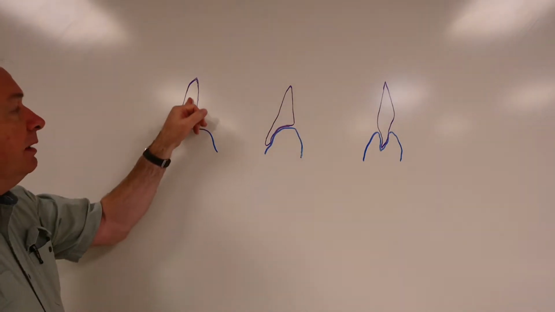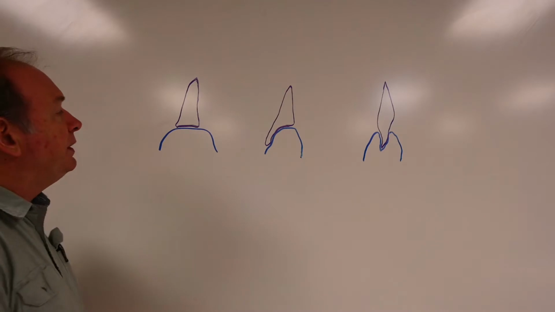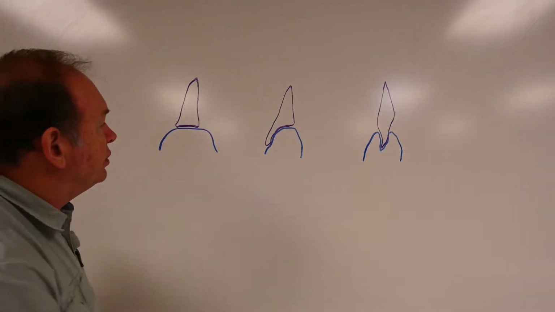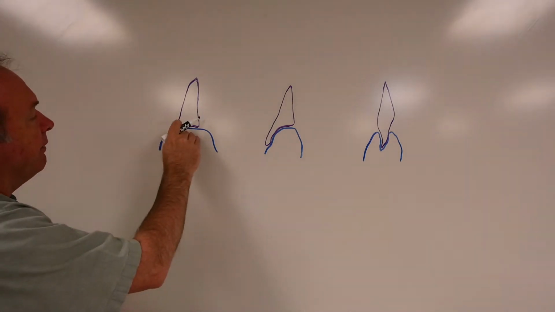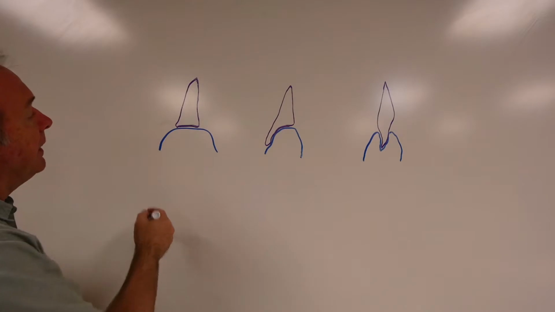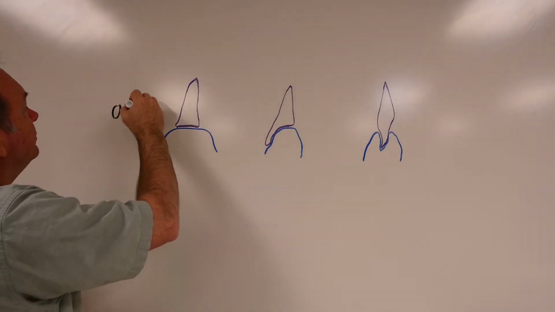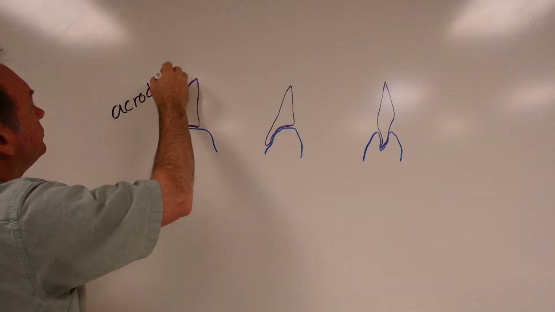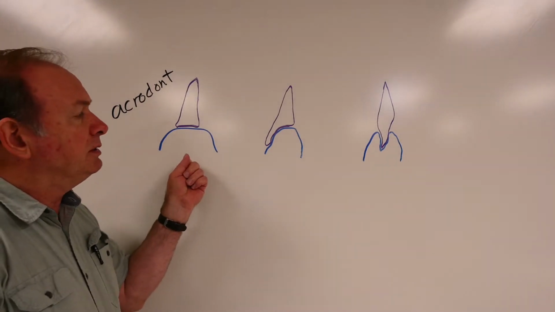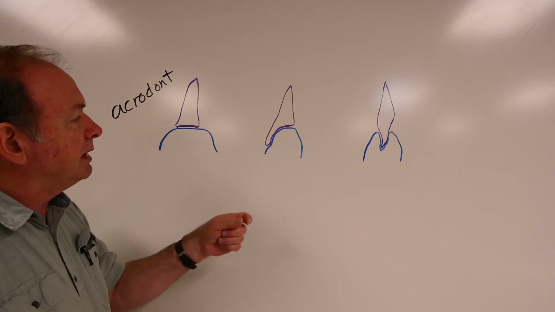This first kind of tooth, the simplest form of tooth attachment to the jaw, is just kind of a flat attachment to the surface of the jaw. Right on the very rim of the jaw. It's kind of the weakest form of attachment. This is called acrodont. Acrodont. We see this mostly in fishes and some amphibians, well, most amphibians, I guess.